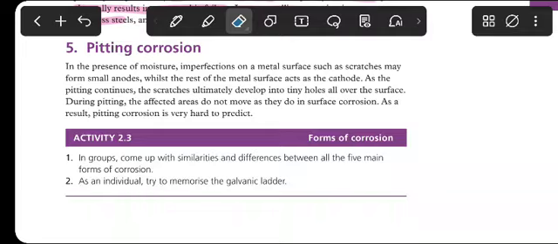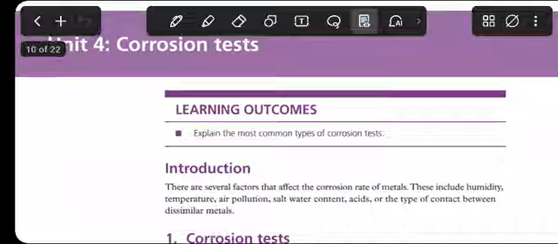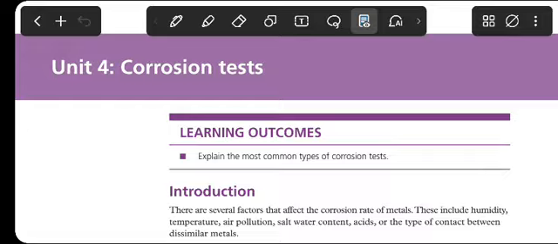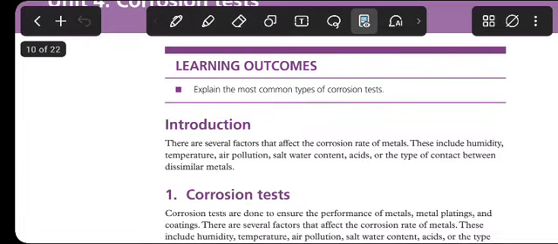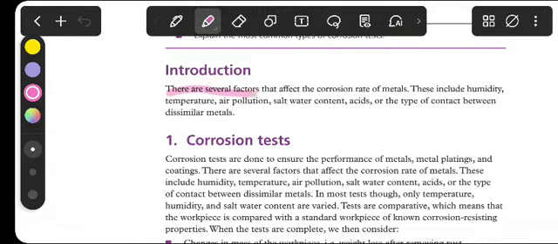So here we have a unit on corrosion tests. In this learning outcome we will explain the common types of corrosion tests. Introduction: there are several factors that affect the corrosion rate of metal. These include humidity, temperature, air pollution, salty water, contact, and acidity.